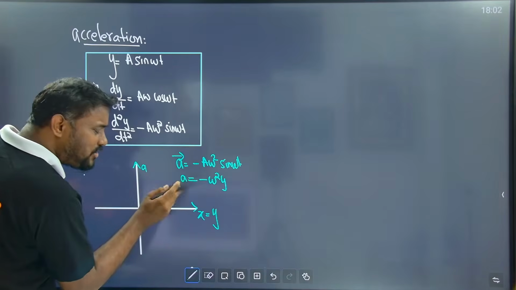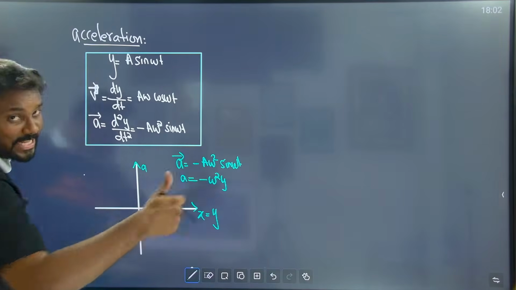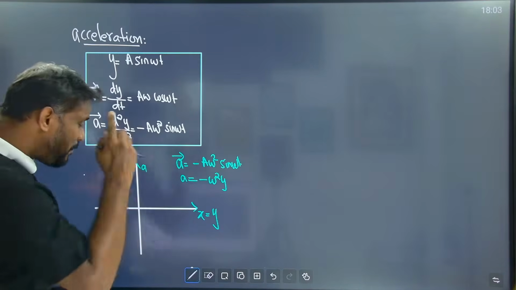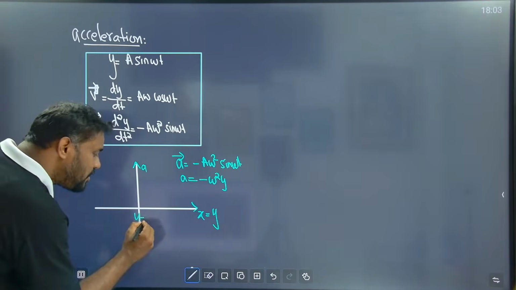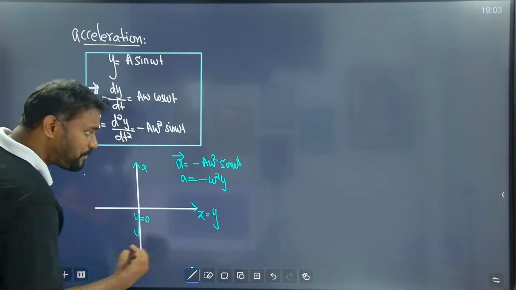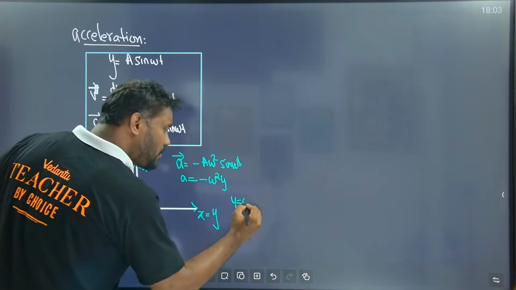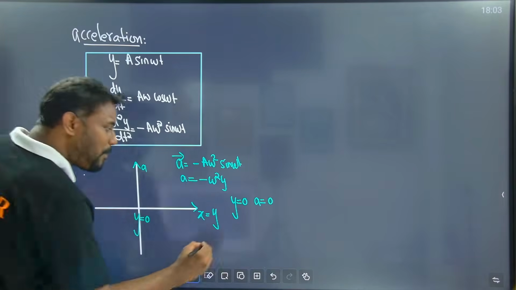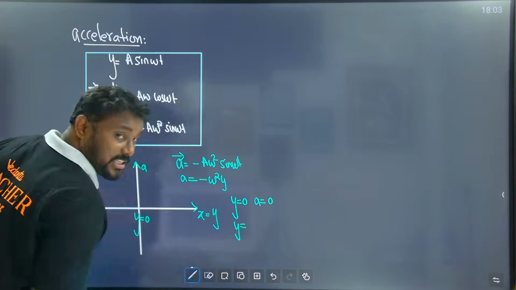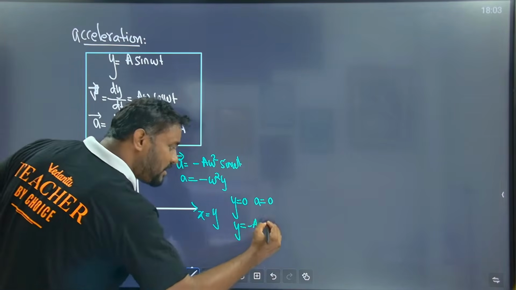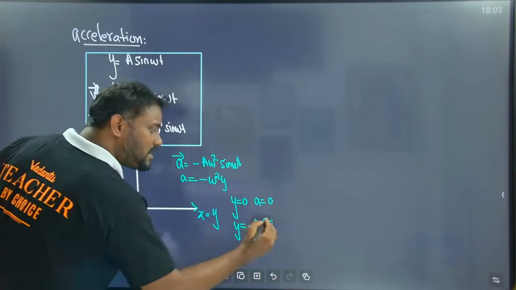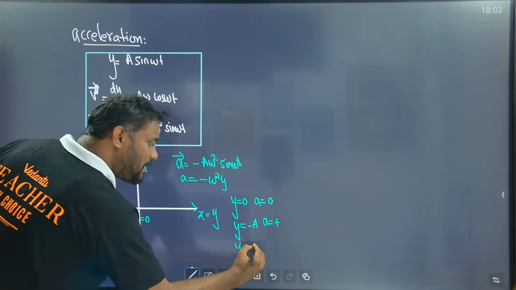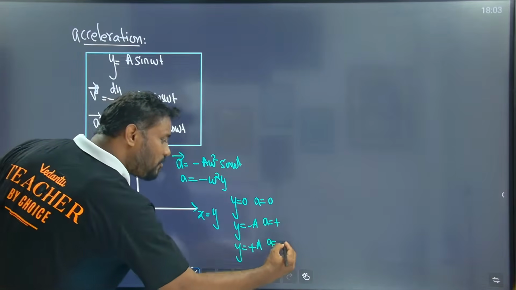So as a value changes, y value will change linearly. But what is the slope? Negative slope. If y is equal to 0, the a value you will get is 0. If y is equal to minus a, and the a value is a plus value. Then y is equal to plus a, the acceleration will become a negative value.